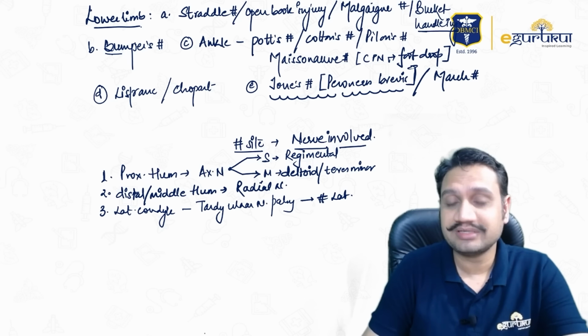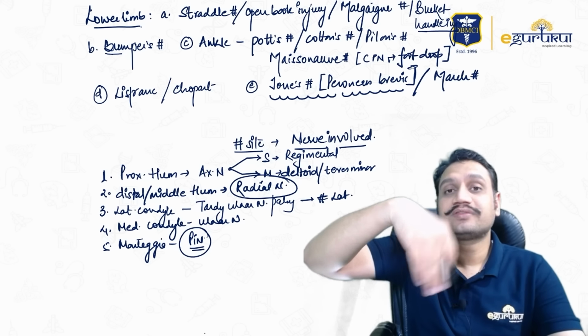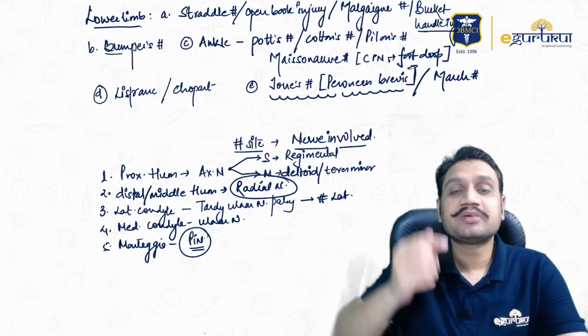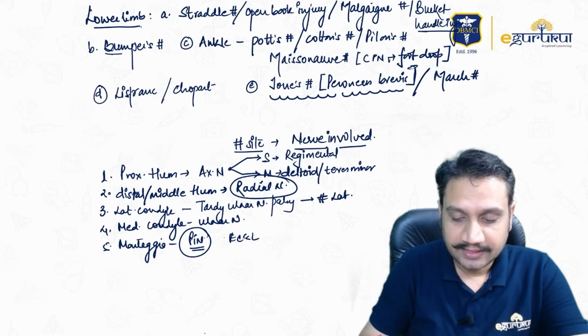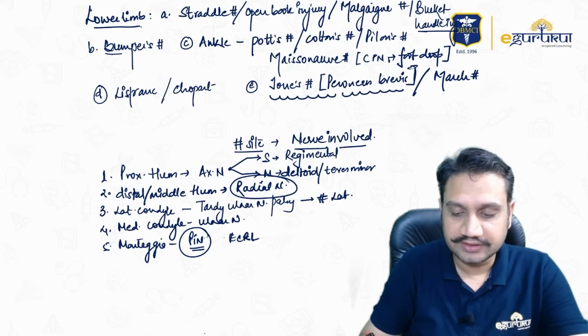Then number 5, when there is a Monteggia injury because of the dislocation of the radial head, it will lead to PIN injury, so posterior interosseous nerve injury. So this PIN is here and this radial nerve is here. What is the difference? Extension of the wrist will be preserved. And which muscle will be preserving it? The extensor carpi radialis longus. The ECRL will preserve the extension of the wrist.